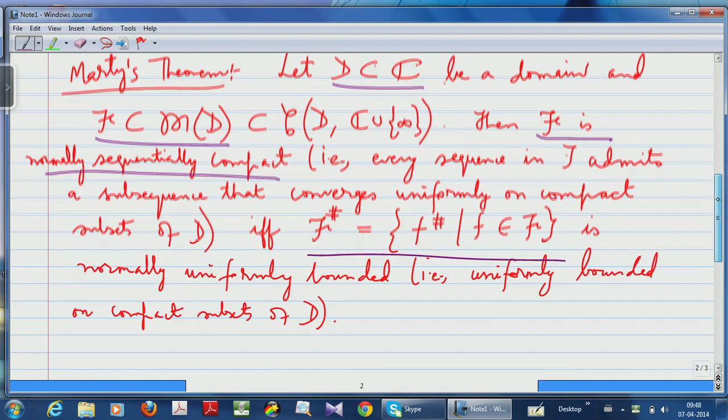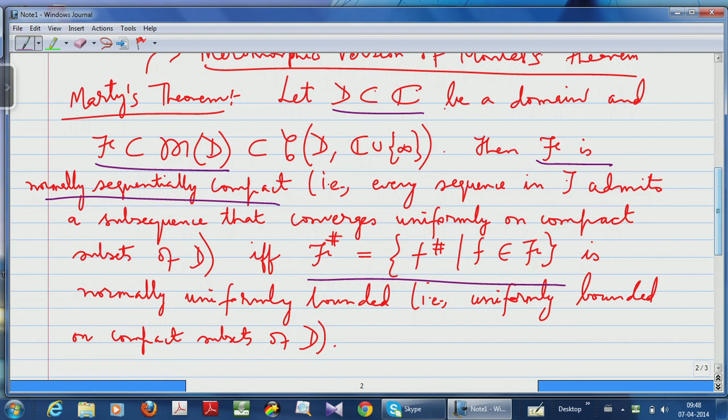Let me tell you at least in words about the proof of this theorem. At least one way is very clear. Suppose your family is normally sequentially compact. And suppose, contrary to what is required, the family of spherical derivatives is not normally uniformly bounded. Then there is a compact subset on which these derivatives will go to infinity. So there is a compact subset and a sequence of functions where the spherical derivatives will go to infinity. That is what you get if you contradict normal uniform boundedness of the spherical derivatives.